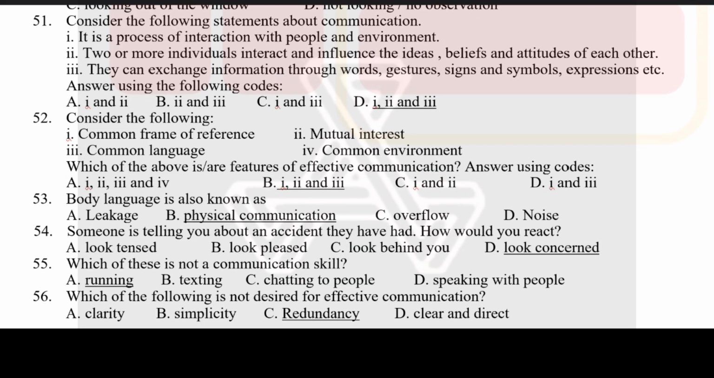Consider the following statements about communication. It is a process of interaction with people and environment. Two or more individuals interact and influence the ideas, beliefs, and attitudes of each other. They can exchange information through words, gestures, signs, symbols, expressions, etc. Answer using the following codes: 1, 2, and 3. Everything is true.